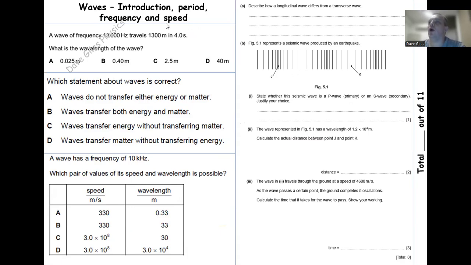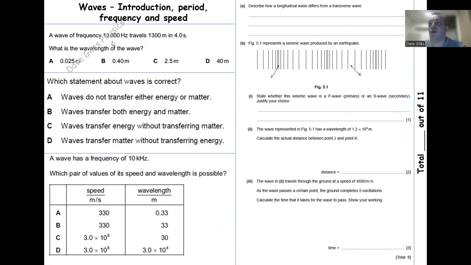Okay, so I'll talk you through the multiple choice questions, and for the paper 4, I'll just put the mark scheme on. So a wave of frequency 13,000 hertz travels 1,300 meters in 4 seconds. What is the wavelength of the wave? So we're going to use the formula V equals F lambda.